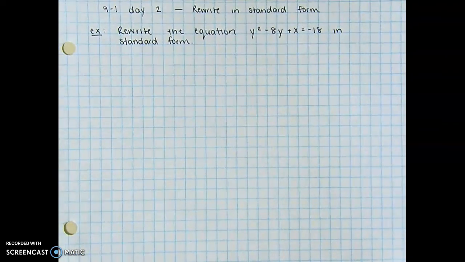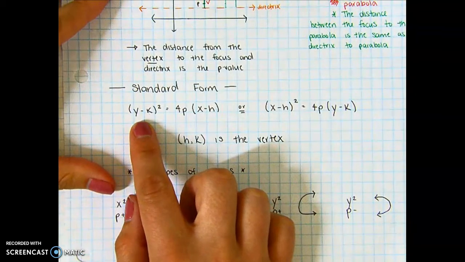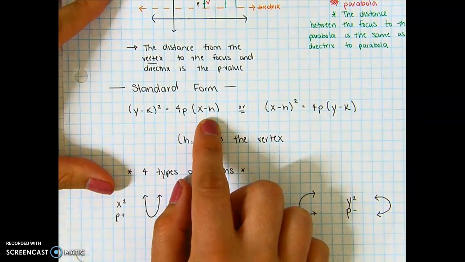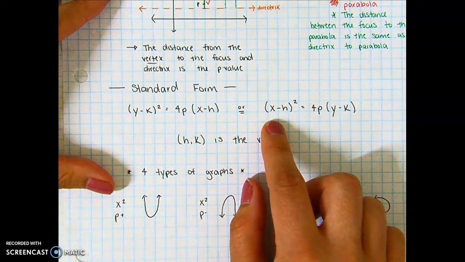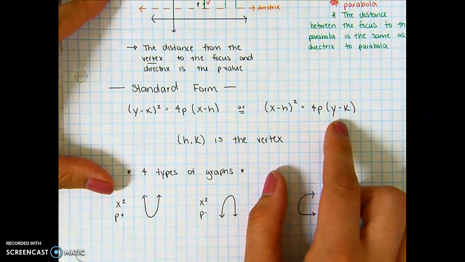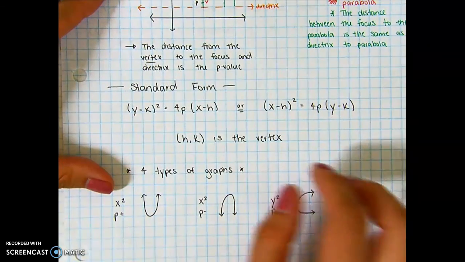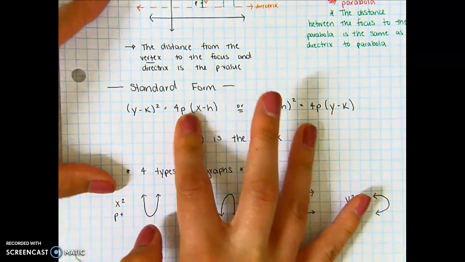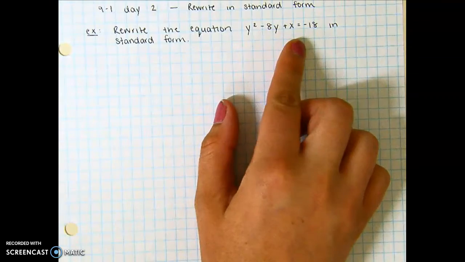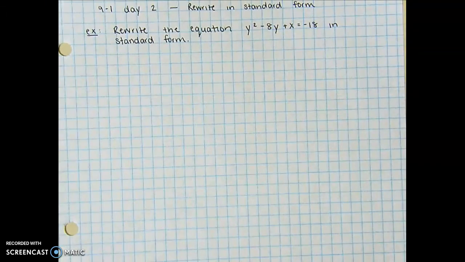So standard form, if you remember from our last video, is either y minus k squared equals 4p times x minus h, or x minus h squared equals 4p times y minus k. So we need to get it in one of these forms. Clearly it's not.